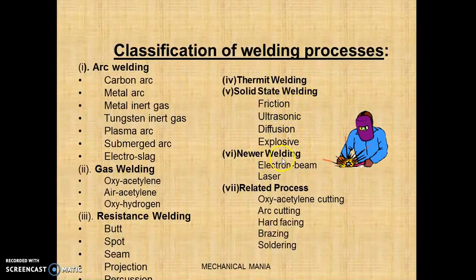There are some newer welding processes also, like electron beam welding and laser beam welding. With the help of electron beam and laser welding, we can do very accurate welding. And some related processes of these welding processes are oxy-acetylene cutting, arc cutting, hard facing, brazing, soldering, etc. Now we will discuss these different types of welding one by one.